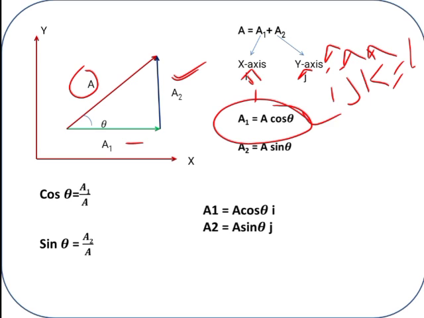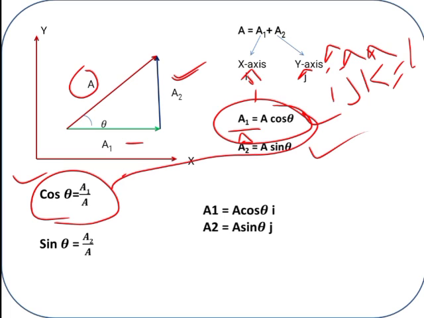To understand what cos theta and sin theta are, I had written the same equation in a different way. Cos theta is equal to A1 divided by A. The same expression, sin theta is equal to A2 by A. Okay. Then next we can express it in this way also: A1 is equal to A cos theta i cap, A2 is equal to A sin theta j cap.